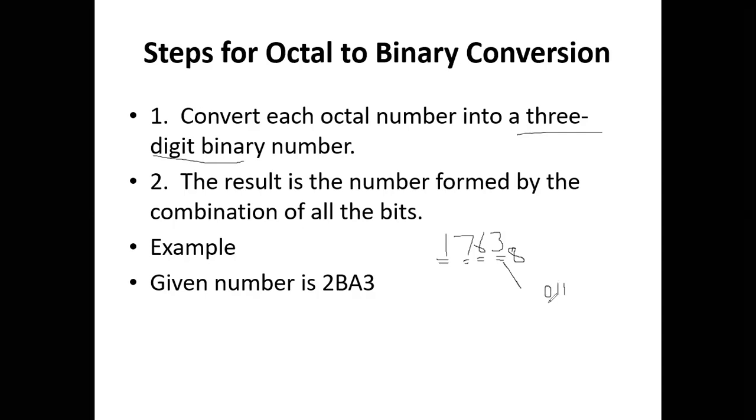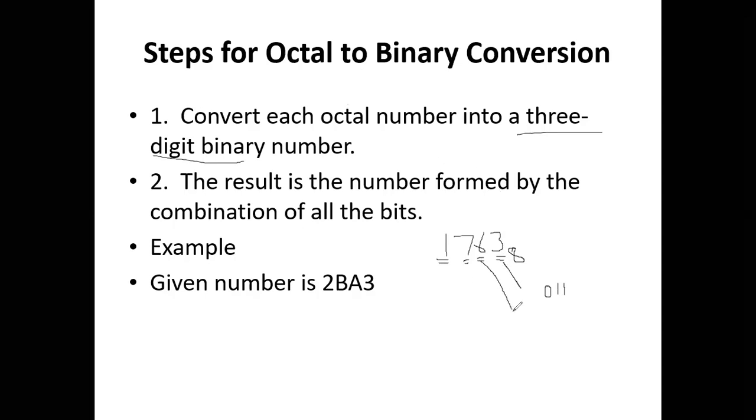Okay? This 0 is just a placeholder. It says there should have been a number, but there's nothing here. So to complete the 3 numbers, because when you convert, if you just converted this strictly, it will just be 1, 1. But the rule is convert each octal number into a 3-digit binary number. So that's what we've done.